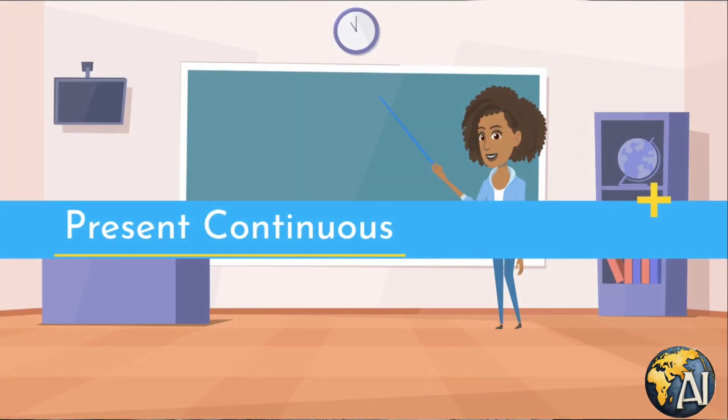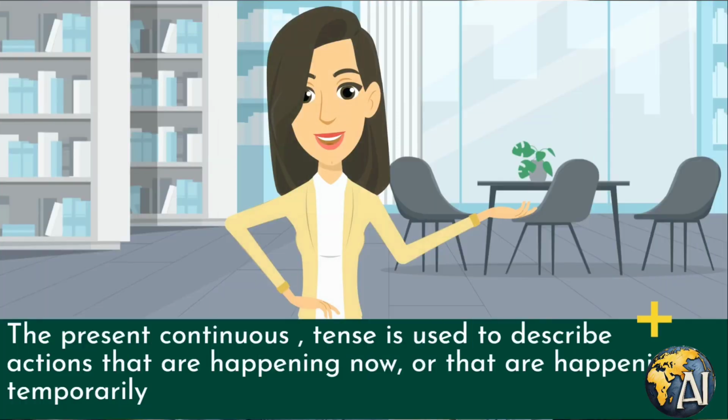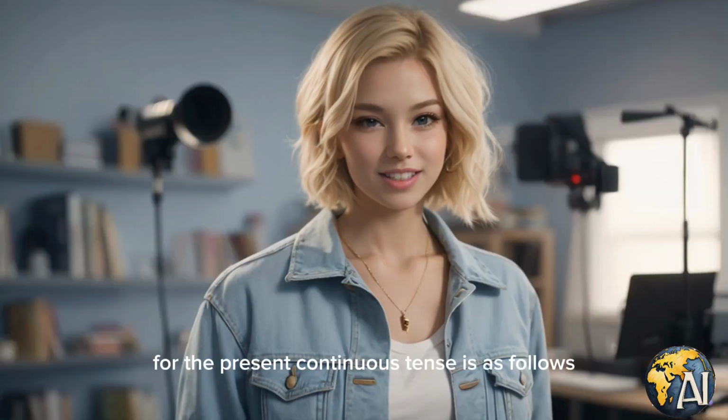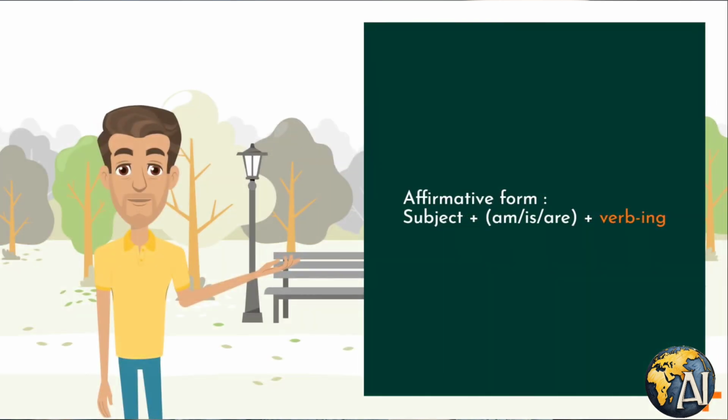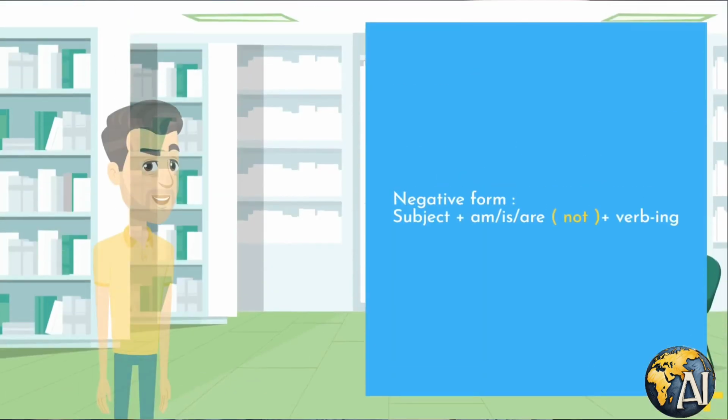Present continuous. The present continuous tense is used to describe actions that are happening now, or that are happening temporarily. The formula for the present continuous tense is as follows. Affirmative form. Subject plus am, is, are, plus verb ing. Negative form. Subject plus am, is, are, not, plus verb ing.